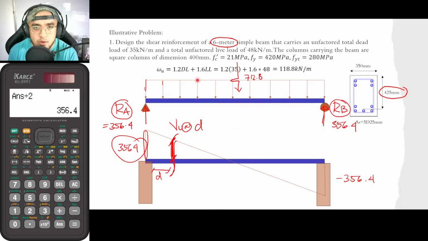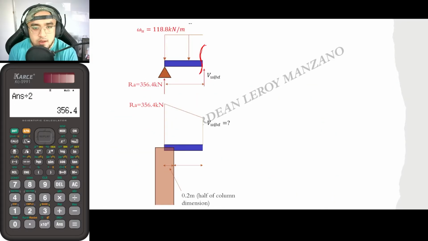And take note, guys, that when we said 6 meter simple beam, it is from the center of this beam to this beam. So we must first take into consideration what this dimension is. This dimension is actually half of the column dimension of 200 mm, so that is 0.2 meters. And again, this is d, and that is 0.425. Adding 0.2 and 0.425, we now have 0.625 here.